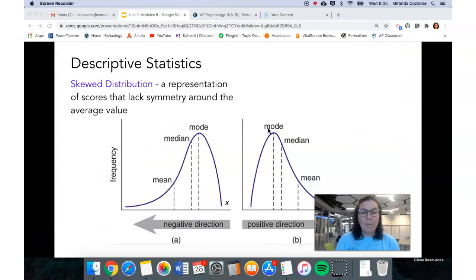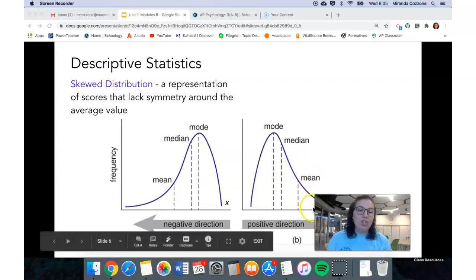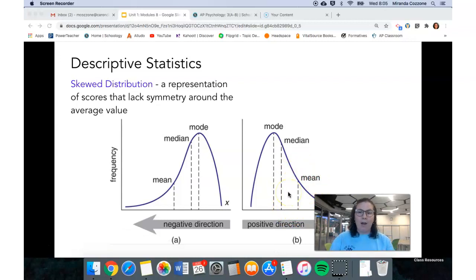So just sticking with the example of Bill Gates walking into a cafe and looking at the average income of the people in it, Bill Gates walking into the cafe creates a skewed distribution. And that happens when a representation of scores lacks symmetry around the average value, okay? So let's say the average income of the people in this cafe is $100,000, and Bill Gates walks in and he's a multi-billionaire. He's going to skew the data because now the mean has changed. The mean is now much larger because of one man who walked into the data set.